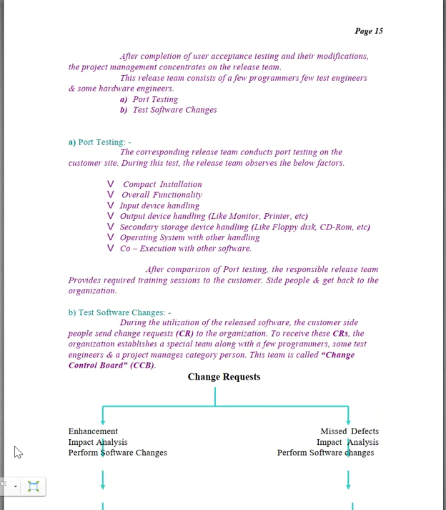Then after completion of the user testing and the modifications, the project management concentrates on the release team. The release team consists of a few programmers, few test engineers, and some hardware engineers. So something like the port testing and test software changes. Those are some of the testing that we do on the release team.